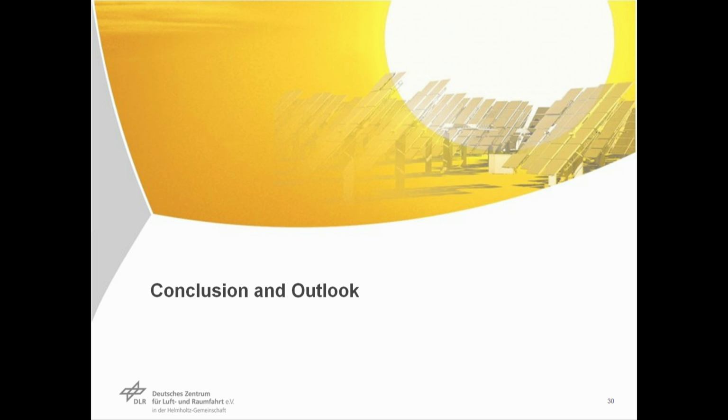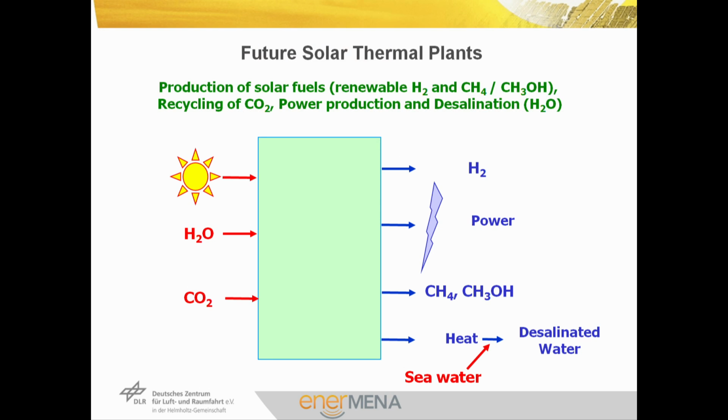So what is the conclusion and outlook of this solar chemistry and these solar fuels? What we would like to have is a future solar thermal plant that not only produces power as a standard CSP plant, but uses the heat for many other applications, like fuel production, like water desalination, so that you can do anything with the already very expensive heat most efficiently.